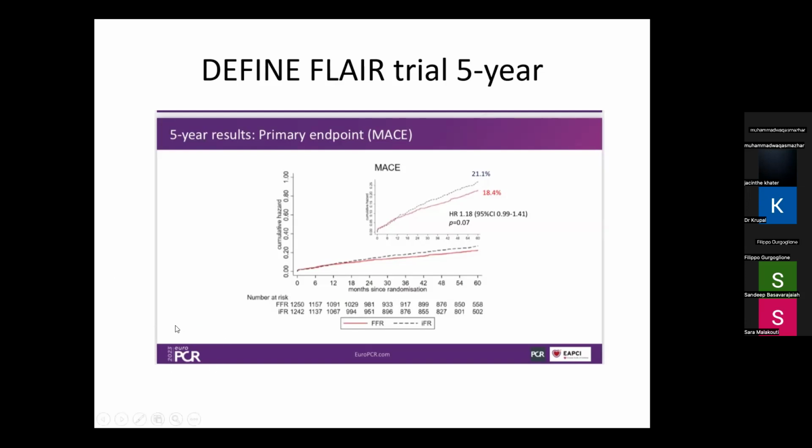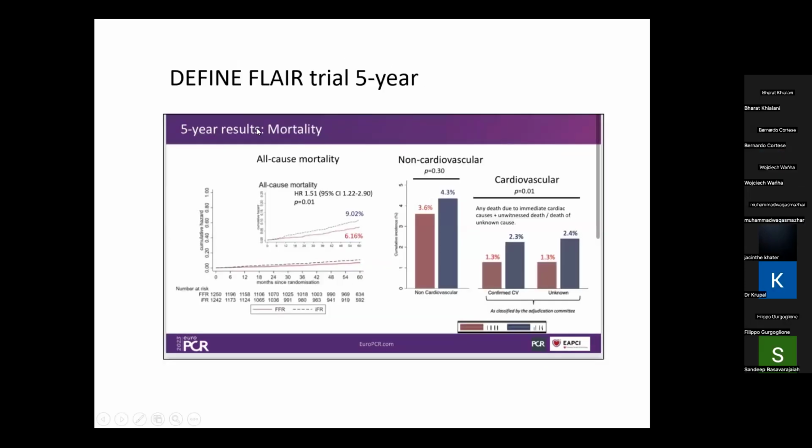This was just presented at EuroPCR, but not published in an article or journal. We have the mortality data for the DEFINE-FLAIR 5-year trial, and the mortality was significantly higher in the iFR group. That was really unexpected and surprising. It's an important 50% difference in mortality with iFR, 1.5 times more than the FFR group.